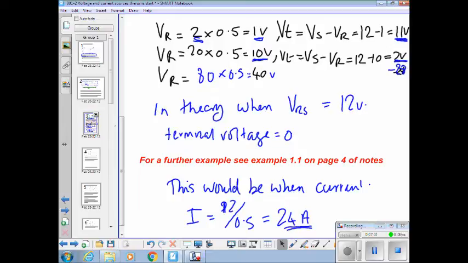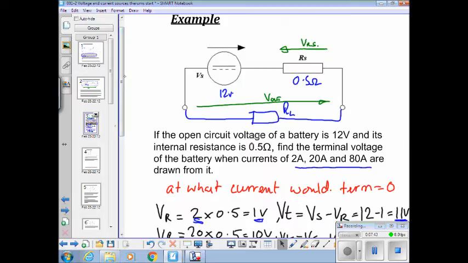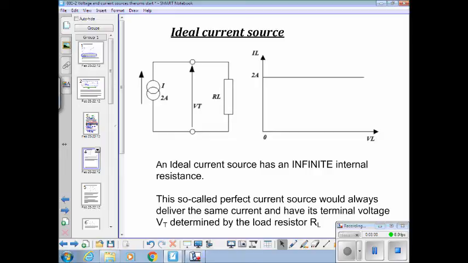Okay, so that's a little bit about how we model a real voltage source. The most important thing to remember is that the ideal voltage source that we include in that has a 0 ohm internal resistance. And so we add that on externally to account for that, for the real one. Okay? Now, moving on, ideal current source.